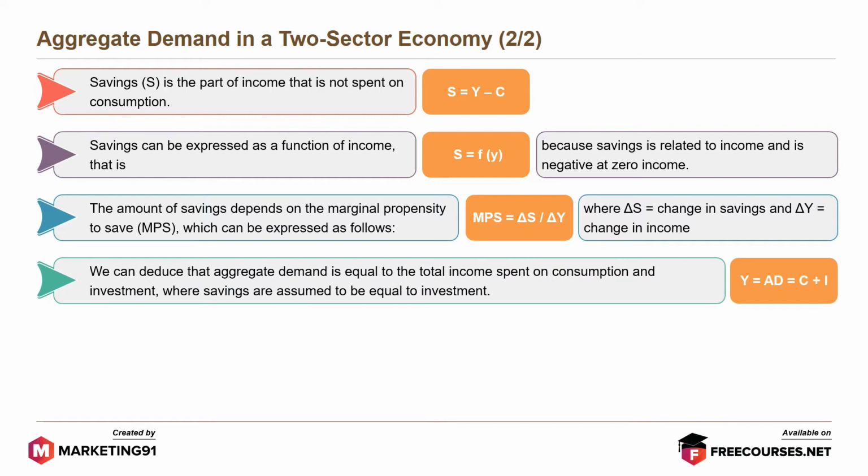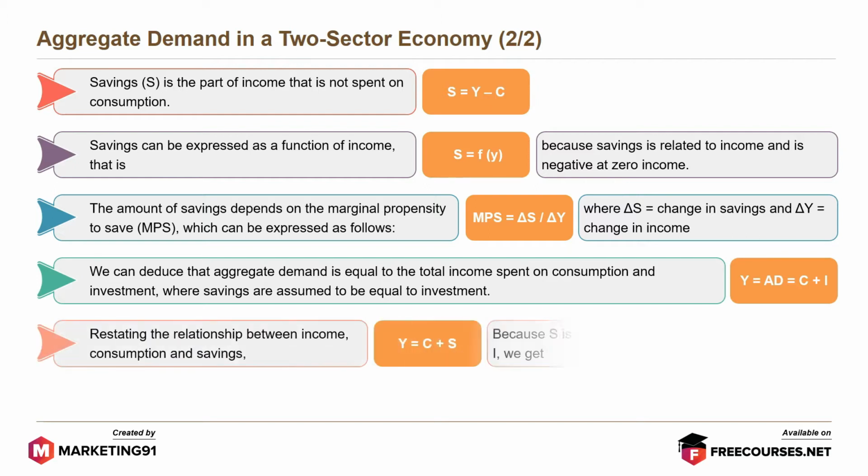We can deduce that aggregate demand is equal to the total income spent on consumption and investment, where savings are assumed to be equal to investment, that is, Y equals AD equals C plus I. Restating the relationship between income, consumption and savings, we get Y equals C plus S. Because S is assumed to be equal to I, we get Y equals C plus I.